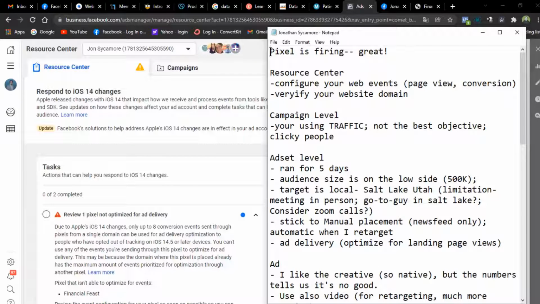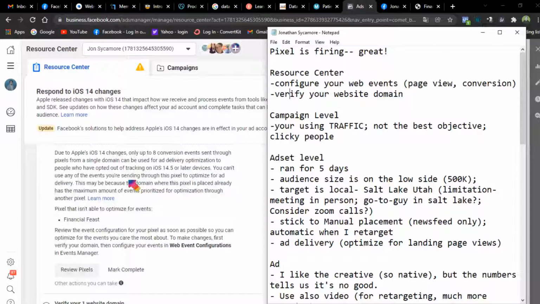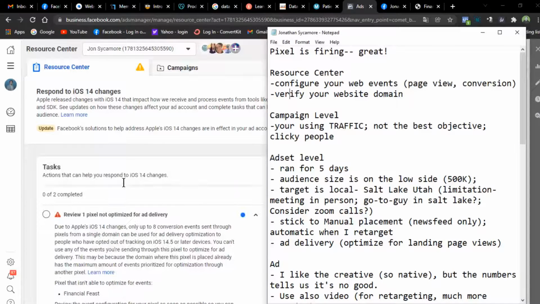First of all, I think your pixel is firing, so that's great. But the number one thing that I saw is you haven't verified your website domain yet, and you haven't configured your web events yet. You can do that here in your Ads Manager under Resource Center. There's a lot of tutorials on YouTube about configuring web events and verifying your domain, so it's pretty simple.